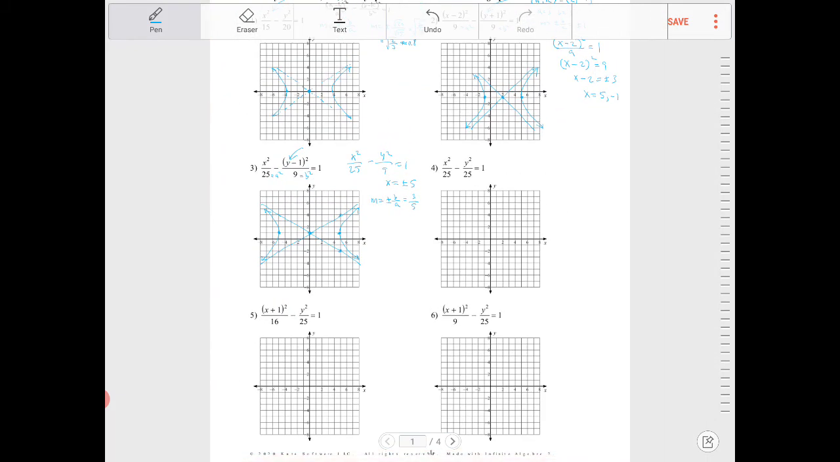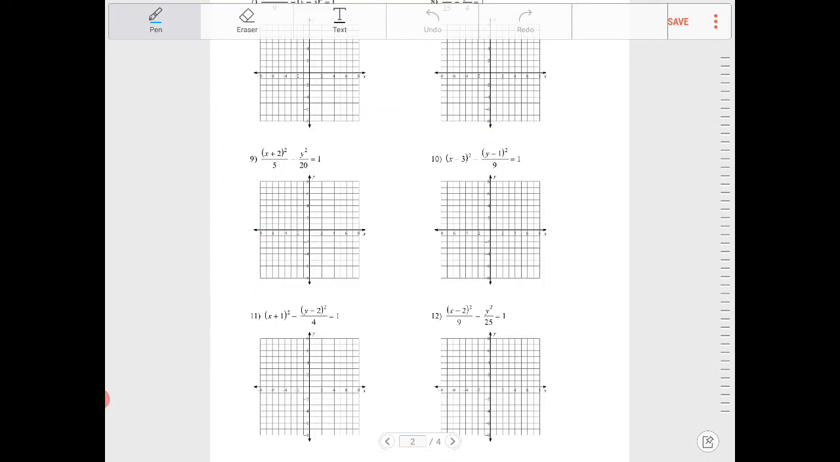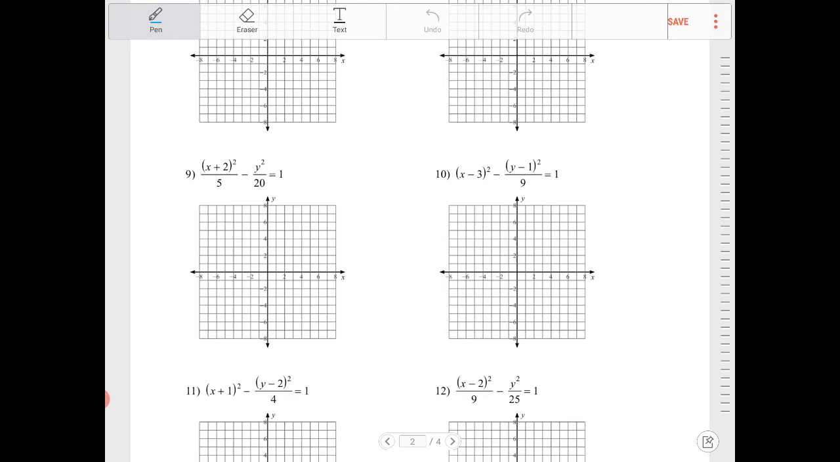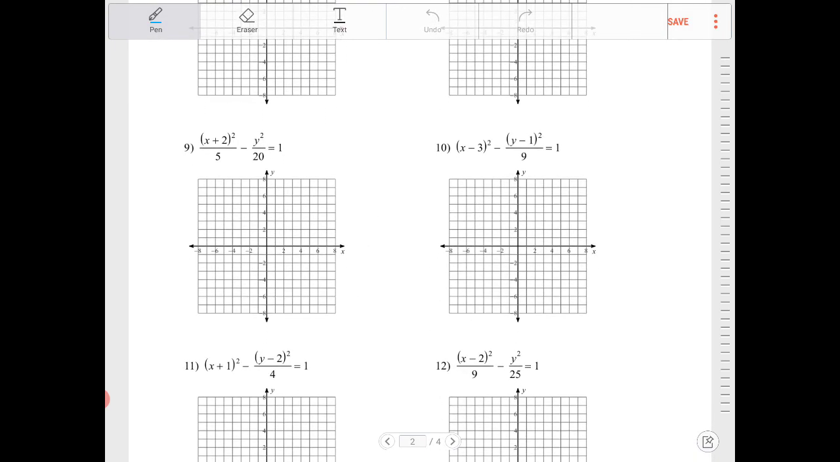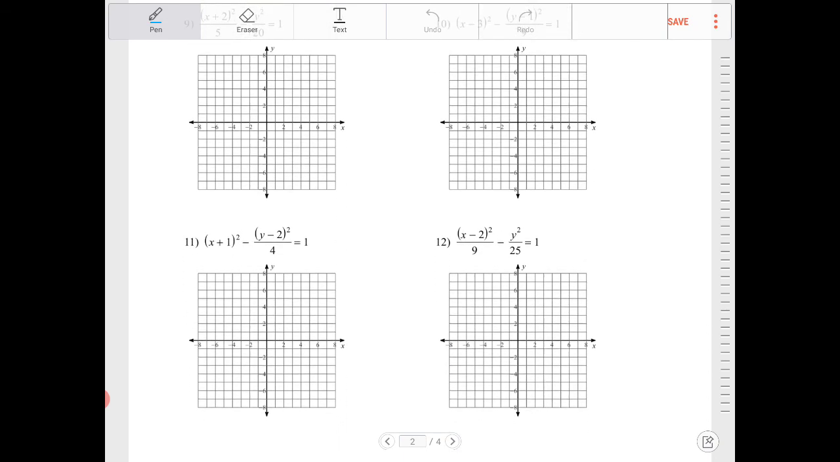Let me see if I should do anything else from here. Looks like the rest is very, very similar, so I'm going to stop here.